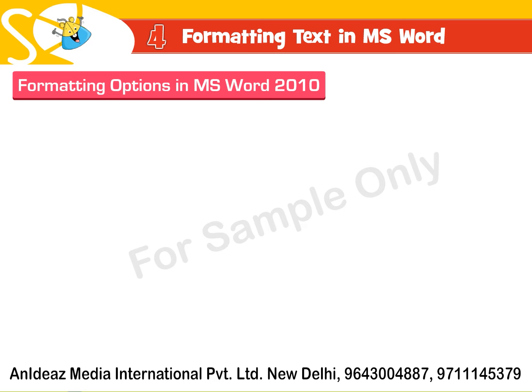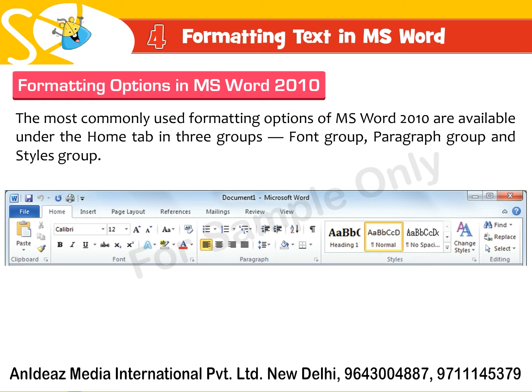Formatting options in MS Word 2010. The most commonly used formatting options of MS Word 2010 are available under the Home tab in three groups: Font Group, Paragraph Group, and Styles Group.